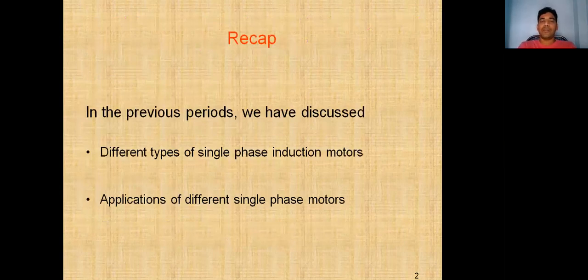In the previous periods, we have discussed different types of single phase induction motors, five different types: split phase motor, capacitor start motor, capacitor run motor, capacitor start and capacitor run motor, and shaded pole motor. We had also discussed the constructional features, working and applications of these different types of single phase motors.